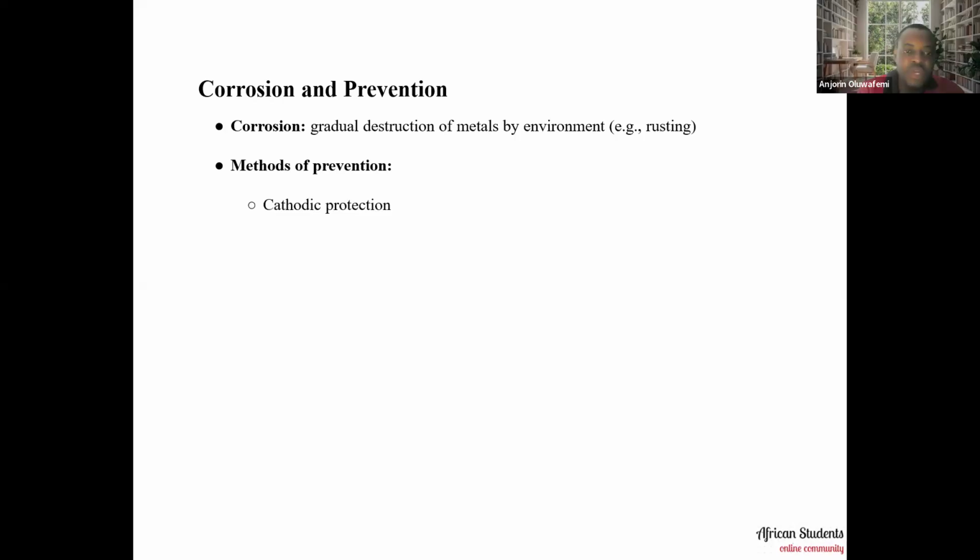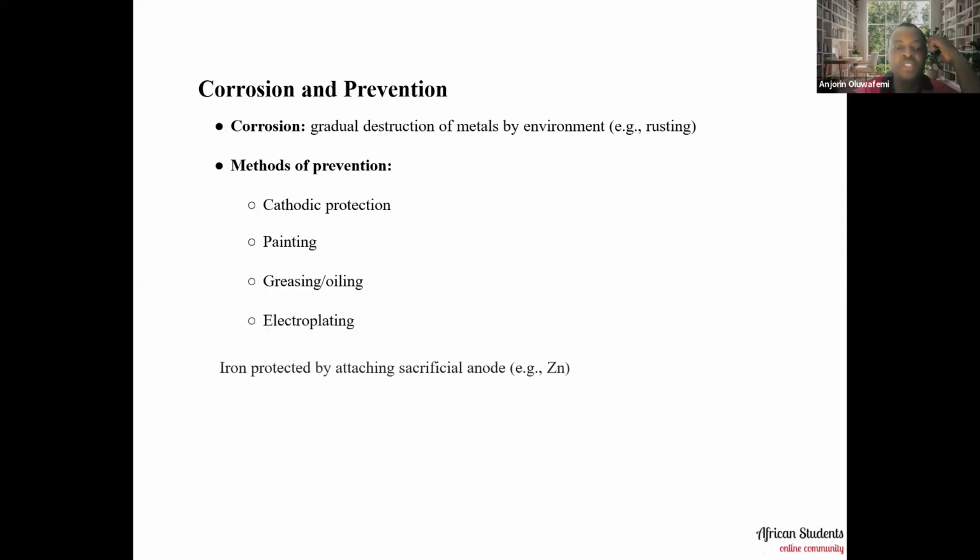The following are the methods. We can do what we call cathodic protection. We can also do painting, which protects or prevents corrosion. Then greasing or oiling, electroplating, then iron protected by attaching a sacrificial anode, e.g., when you add zinc to it, so to speak. So these are the methods to prevent corrosion: cathodic protection, painting, greasing or oiling, electroplating.